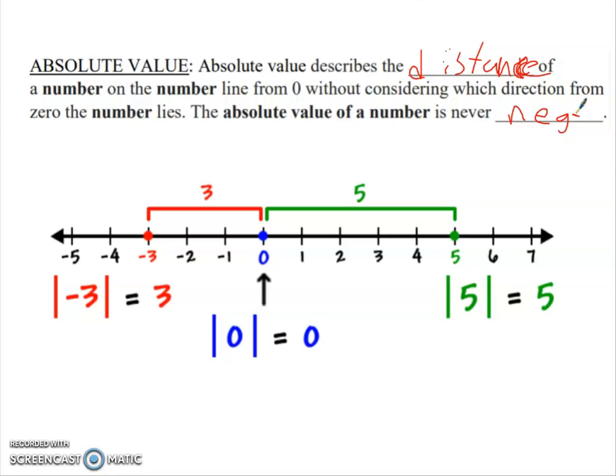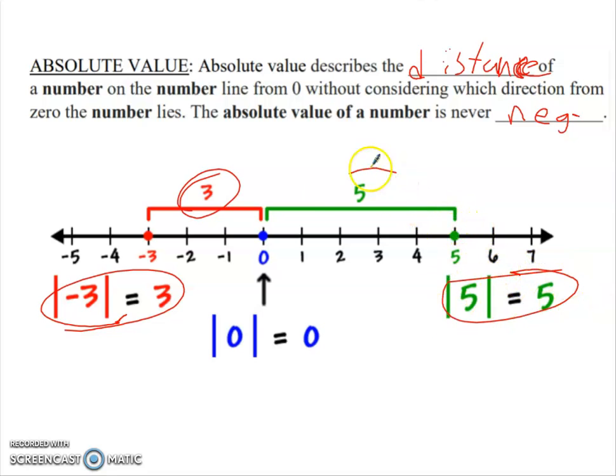So when I look here, the absolute value of -3 is 3 because it's 3 units from 0. The absolute value of 5 is 5 because, again, we walked 1, 2, 3, 4, 5 units from 0. And lastly, the absolute value of 0 is 0 because we haven't moved anywhere.